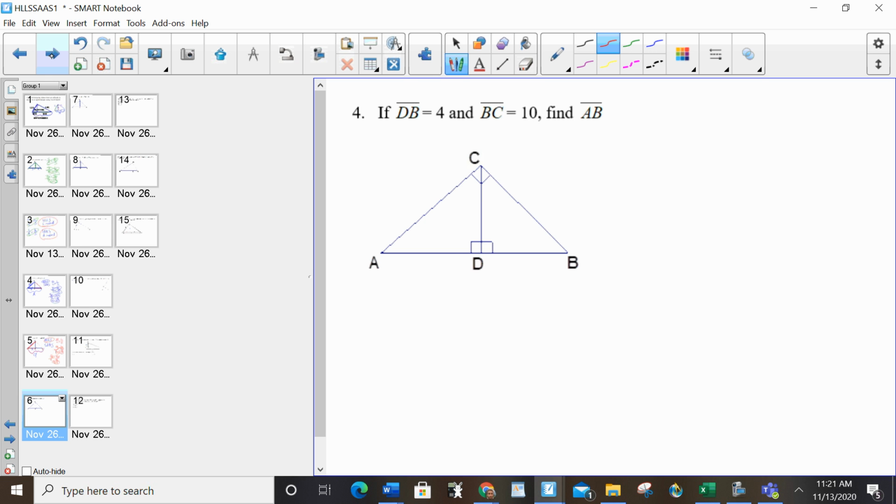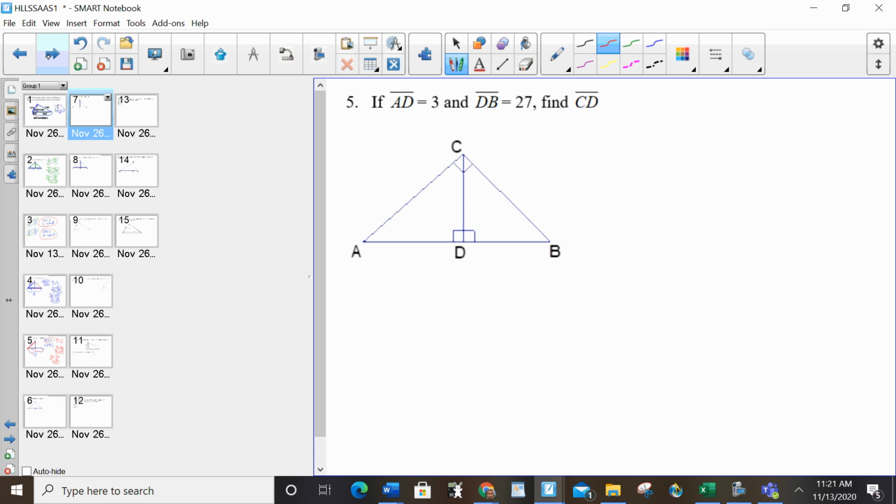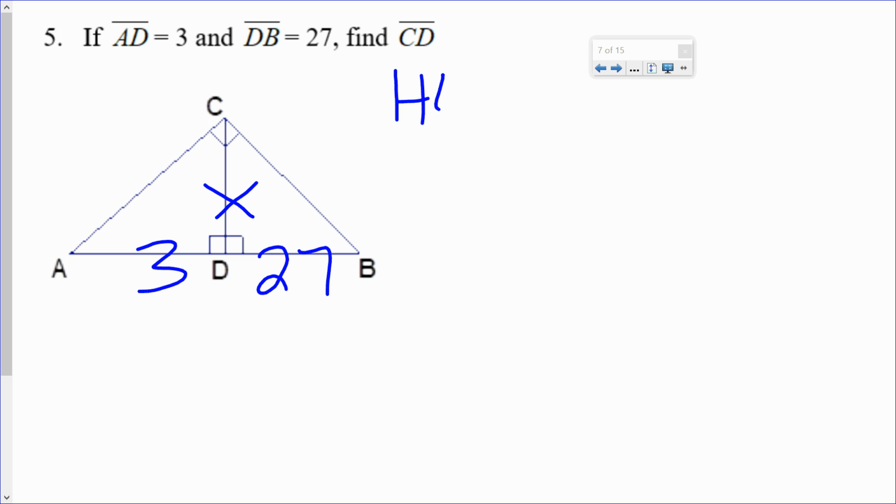All right, let's take a look at number 4. Let's skip that one for now. Let's take a look at 5. AD is 3. DB is 27. It's asking for CD. I recognize this picture as Hill SAS. I want you to take about 10 seconds and determine if you think it's Hills or SAS. Decide, Hills or SAS.